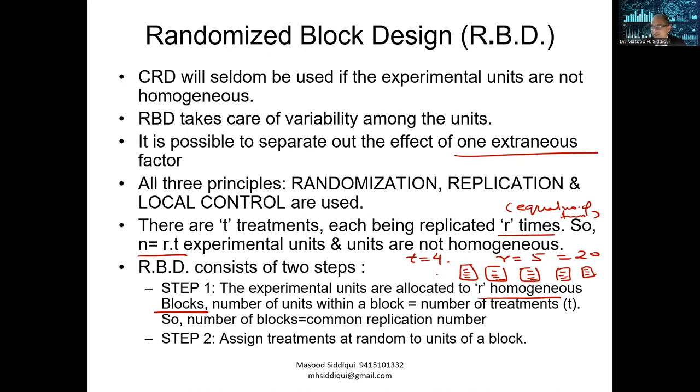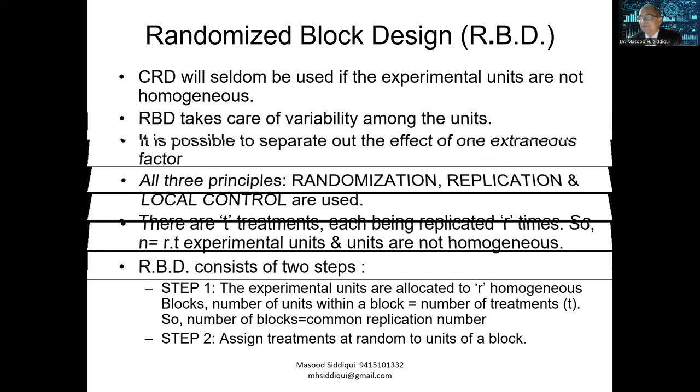Now here each block is internally homogeneous, maybe externally heterogeneous. And the condition of complete randomization is that the units should be homogeneous in nature. Now, since the units inside the block are homogeneous, we assign treatments at random to the units of the block. And remember, we have taken the number of experimental units in a block equal to the number of treatments, so all the treatments may be applied inside a block. So here we assign treatments at random to the units of a block.